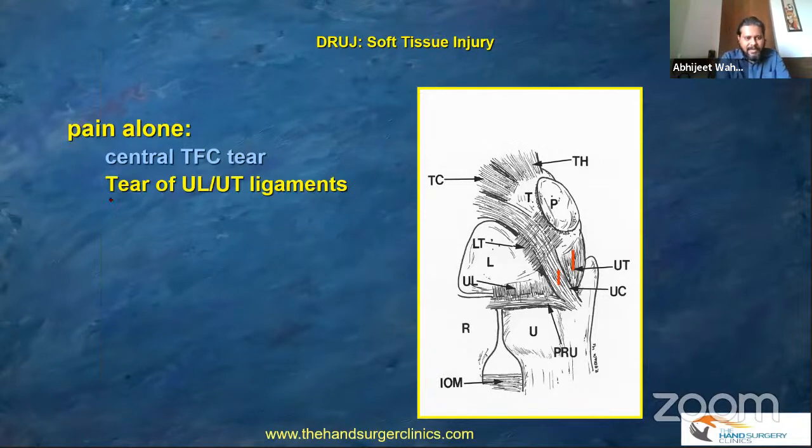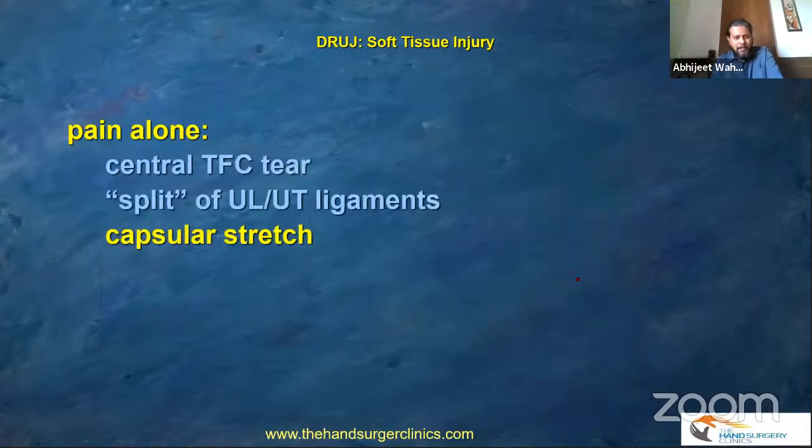Another cause of pain is tear of the ulnocarpal ligaments, usually vertical splits. These are vertical splits that are shown here that will cause only pain. If there is a transverse split, that would result in instability and pain. These are again dealt with arthroscopic debridement and shrinkage.